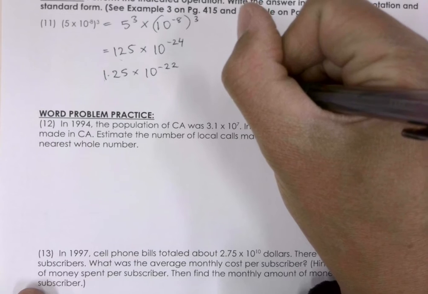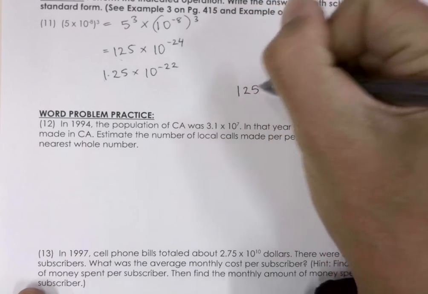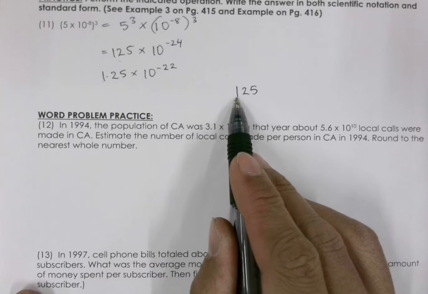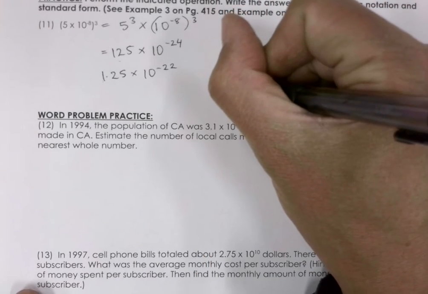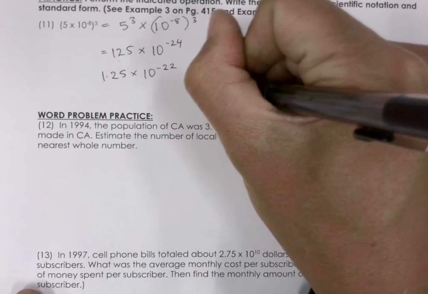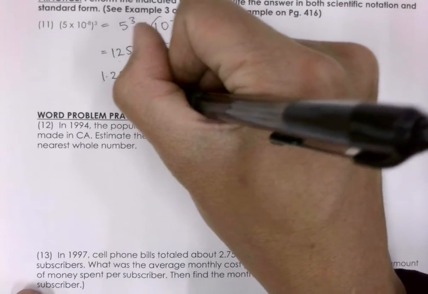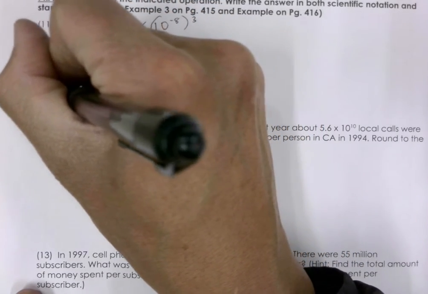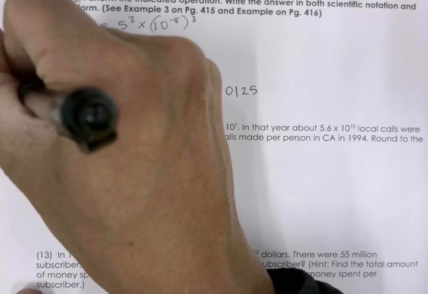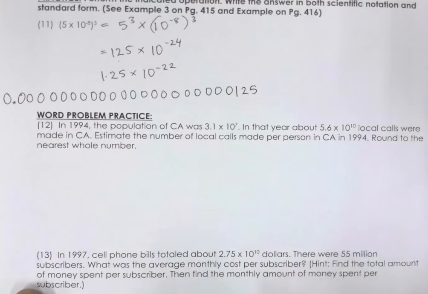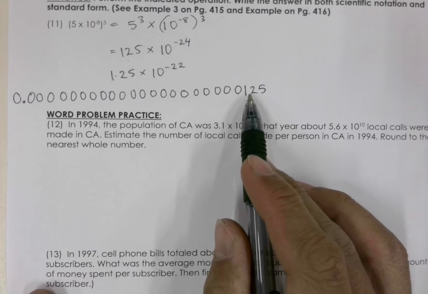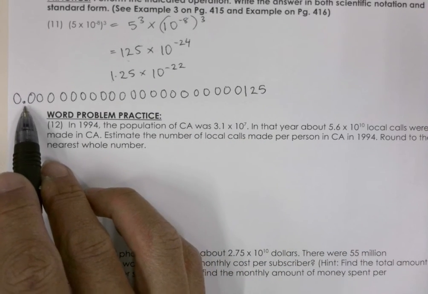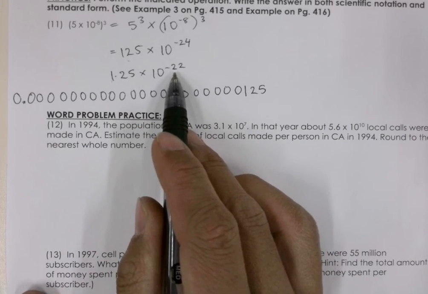get this done. So it's going to be 1, 2, 5, and we moved it over 1 space, right? The decimal from here to here. And then I'm going to move it over 1, 2, 3, 4, 5, 6, 7, 8, 9, 10, 11, 12, 13, 14, 15, 16, 17, 18, 19, 20, 21, 22. So this is in standard form. I took the decimal place from here and I moved it to the left 22 spaces because my exponent is negative 22.